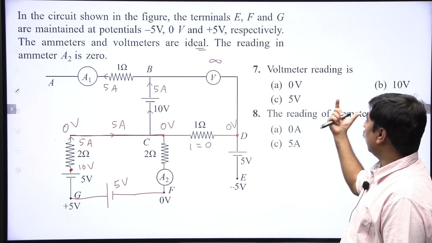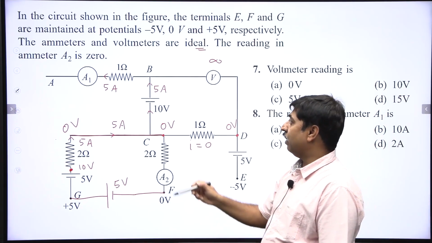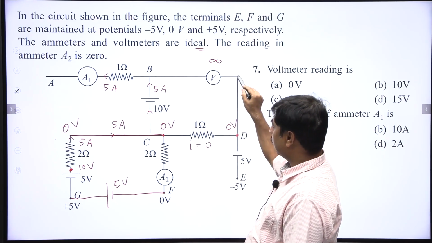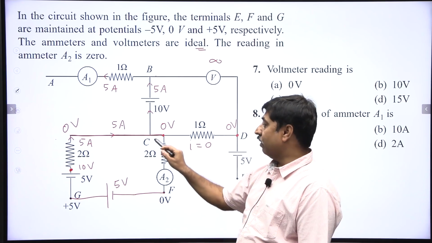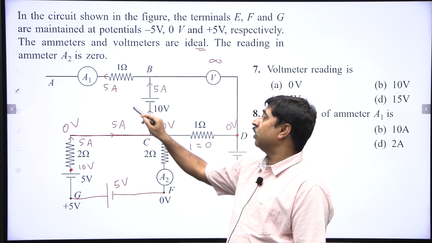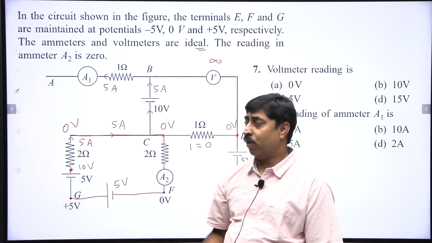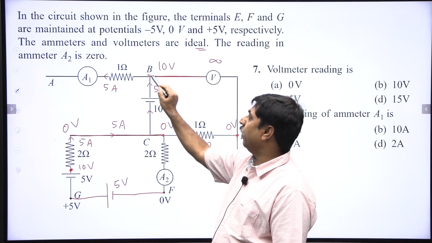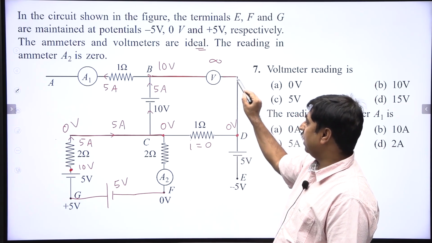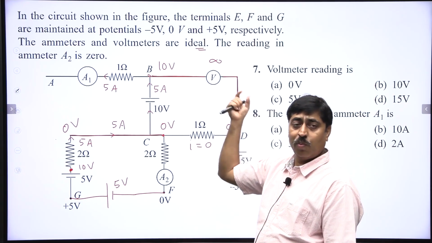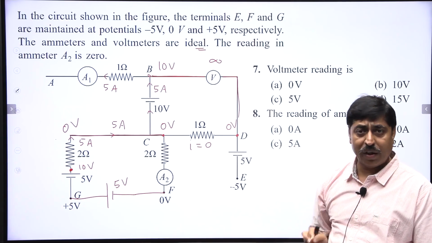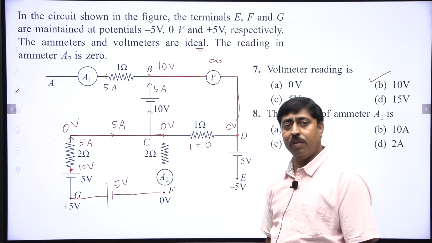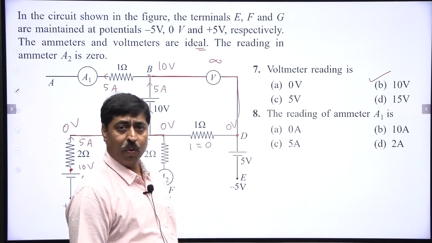So, the first question, voltmeter reading. Voltmeter reading means potential difference between this point and this point. This is at 0 volt, mind you. But when you move from C to B, there is a gain of 10 volt. So, this particular point is at 10 volt. So, this end of the voltmeter is at 10 volt, whereas this end is at 0 volt. Therefore, potential difference between the terminals of the voltmeter is 10 volt. So, the reading of the voltmeter will be 10 volt only.